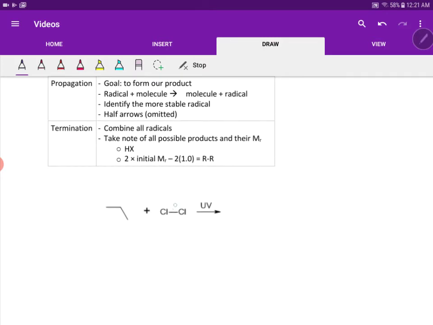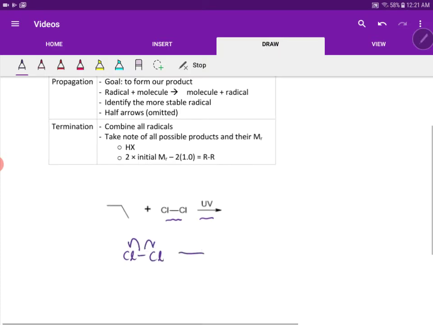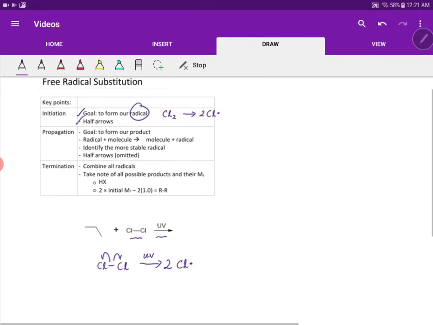Let's take a look at this question. In the first part, we have Cl2 and UV. In the initiation step, Cl2 will break apart. Take note of the half arrows under UV to give you the Cl radical. How many radicals do we have? We have 2 radicals. This is the first step of our mechanism, which is initiation.